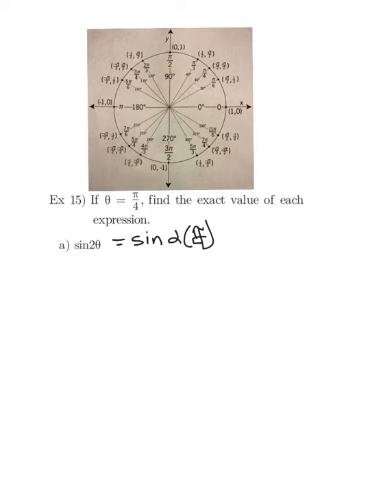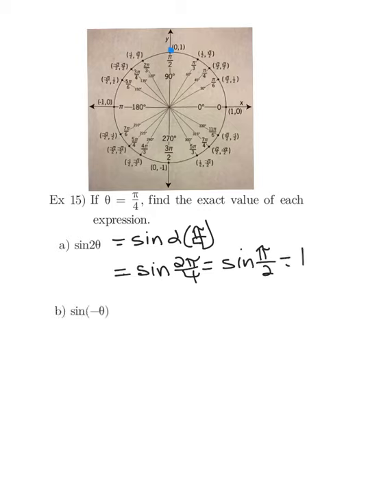Well, if you take 2 times pi over 4, you get the sine of 2 pi over 4, but that simplifies to be the sine of pi over 2. So now we want to find out what that equals. Pi over 2 is this point. The sine is the y value. So what does that y value equal? It equals 1.